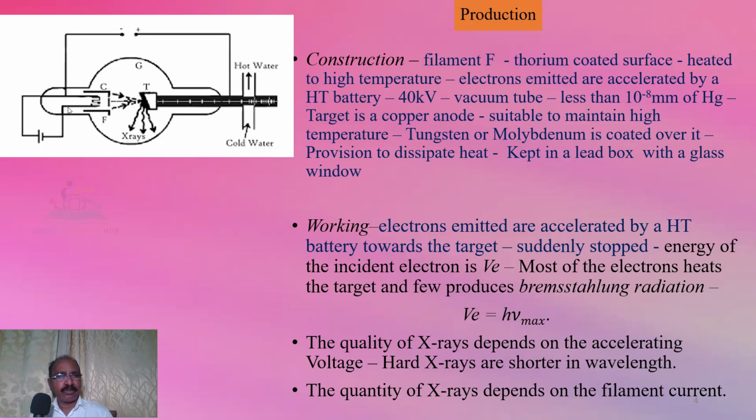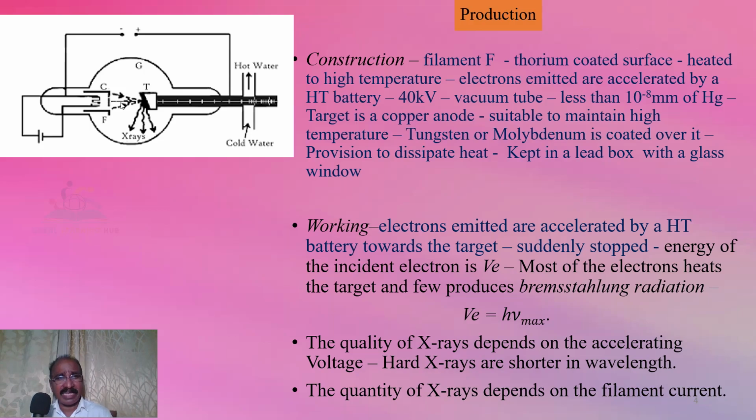Through the battery, when the filament is heated, electrons will be emitted from the thorium coated surface of the filament, and these electrons will be made to accelerate. They are made to go with a very high speed with a high tension battery of the order of 40 kilovolt. So when you increase the voltage, automatically the velocity of the electron will also increase. It gains more and more energy. So the energy of the electrons coming out from the cathode will be accelerated.